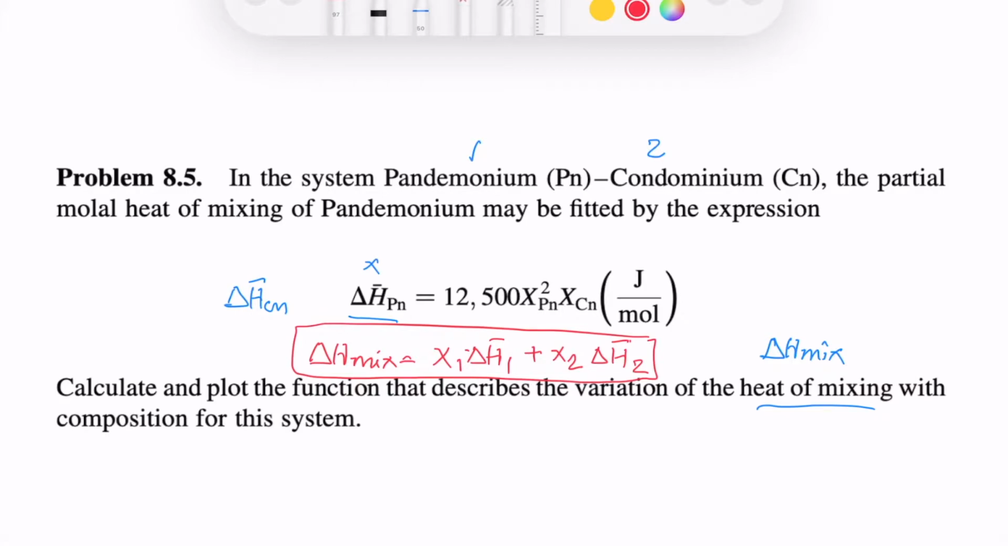We already know delta H 2, so we need to obtain delta H 1. After that we can obtain the mixing property very easily.